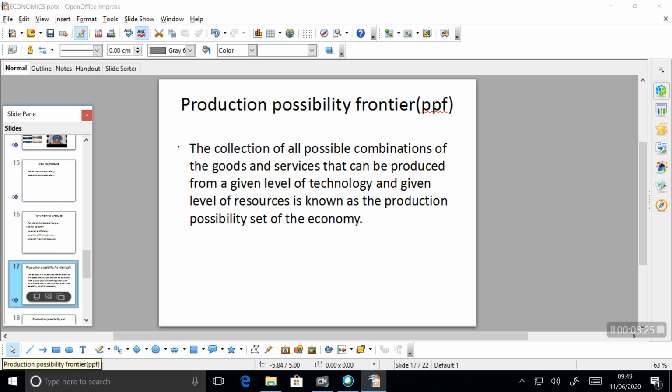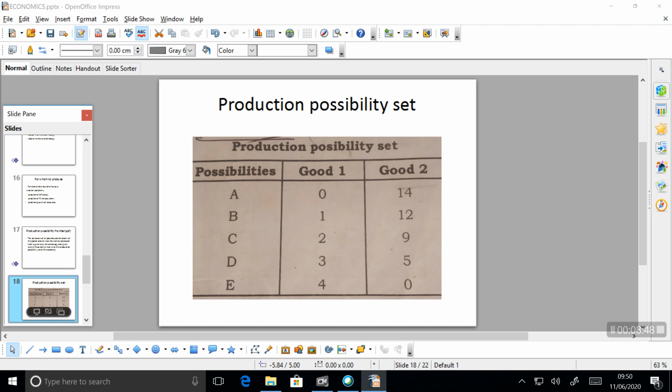Then what do you mean by production possibility frontier, or PPF, or PPC? The collection of all possible combinations of the goods and services that can be produced from a given level of technology and given level of resources is known as the production possibility set of the economy. For example, there are so many production possibilities in our economy.